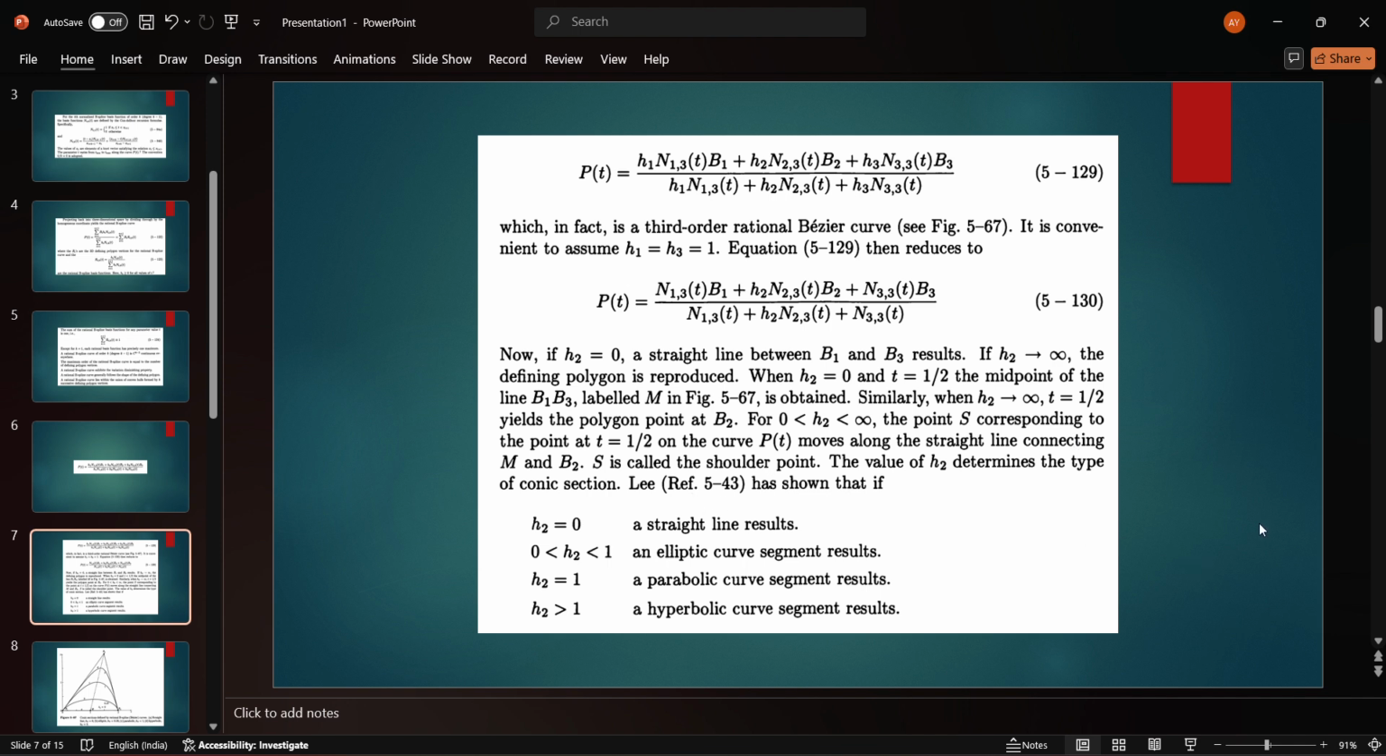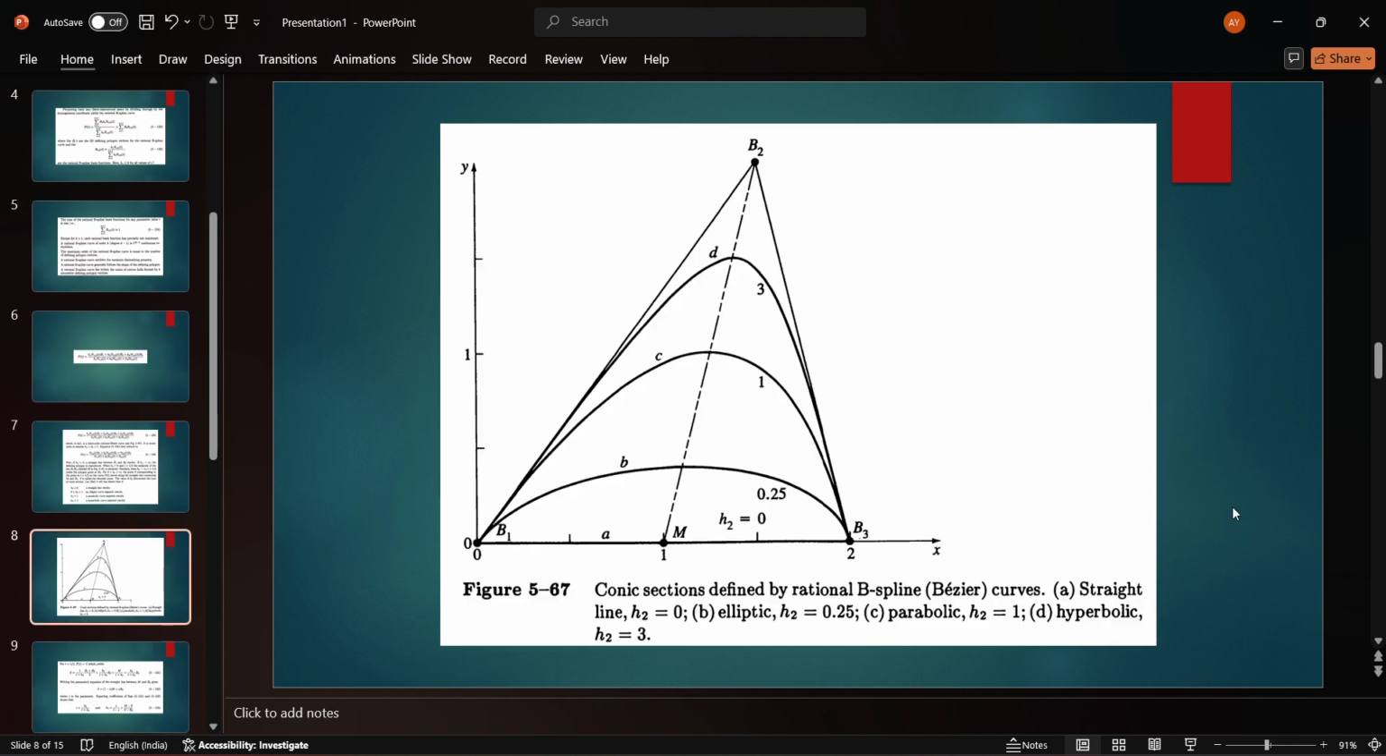So s is called the shoulder point. The value of h2 determines the type of conic section. So if h2 is equal to 0, then we have a straight line. If h2 lies between 0 and 1, then an elliptic curve segment results. If h2 is equal to 1, then a parabolic curve, and if h2 is greater than 1, then a hyperbolic curve would result. This is the given figure.